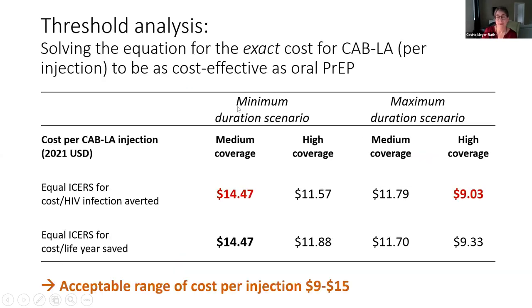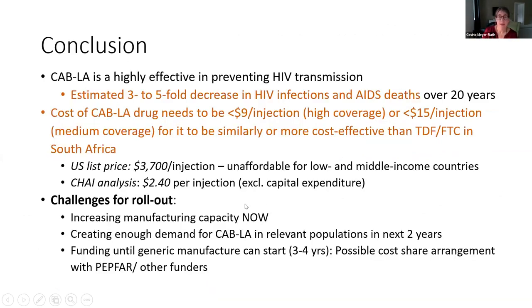So lastly, as I said, we kind of solved this whole thing for the acceptable price for the South African HIV program of Cabalet, and we found that South Africa should not pay for more than $9 to $15 per injection maximally, and that depends a lot on the uptake, etc. So this is basically what we knew before we started.